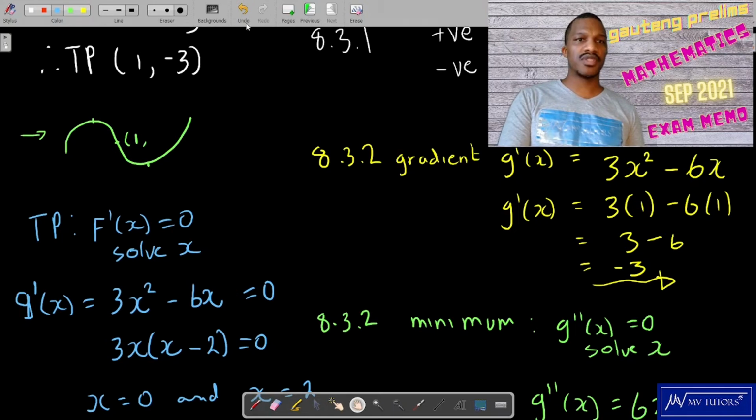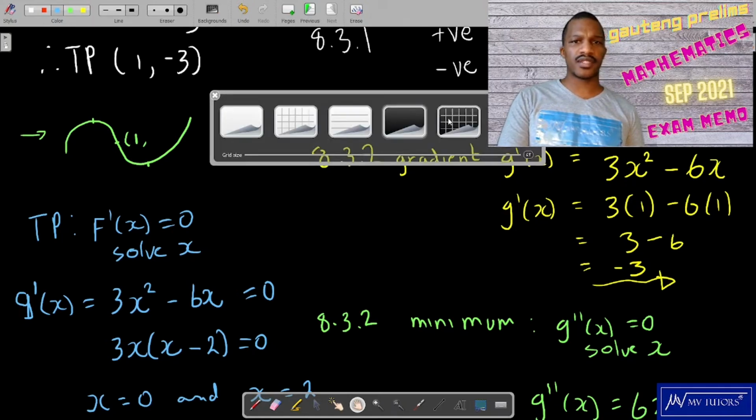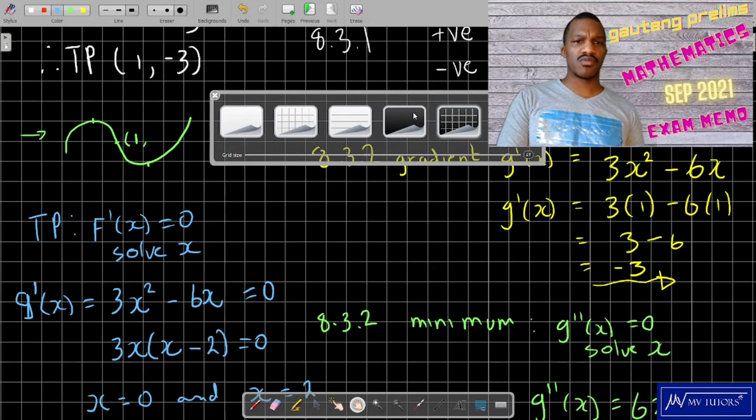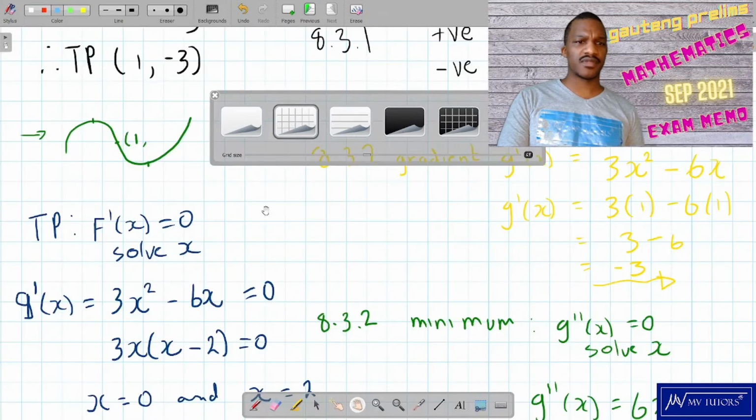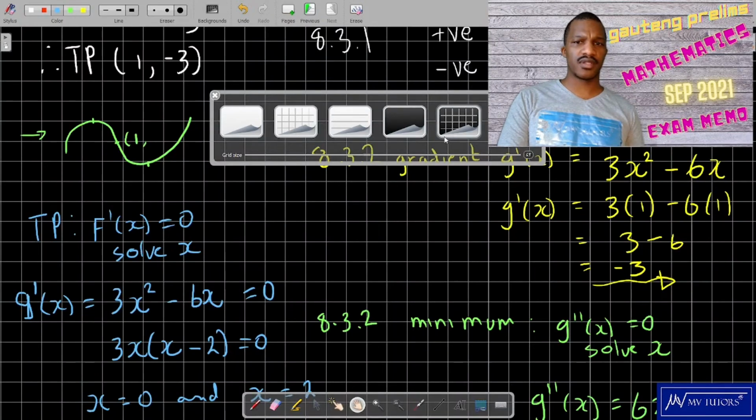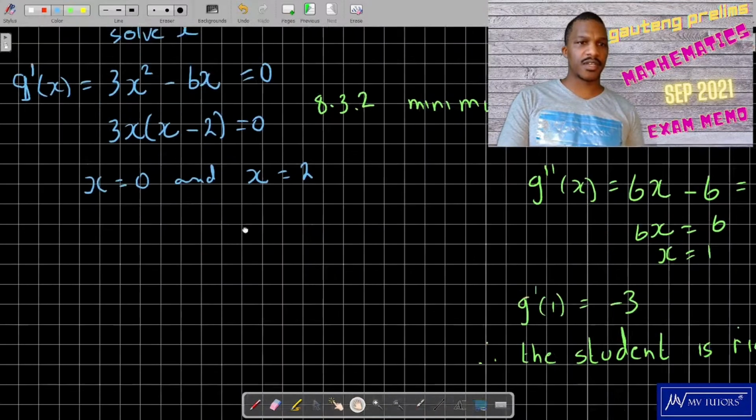let me just put a grid so that it's more into perspective. I don't know if you can see this grid. Should I go this one? Yeah, let's use this black one for consistency's sake.